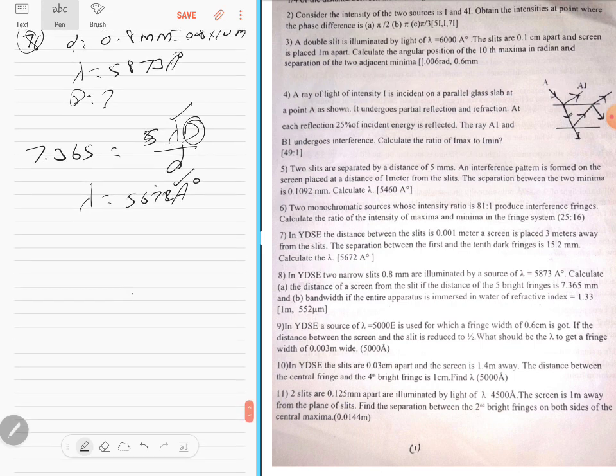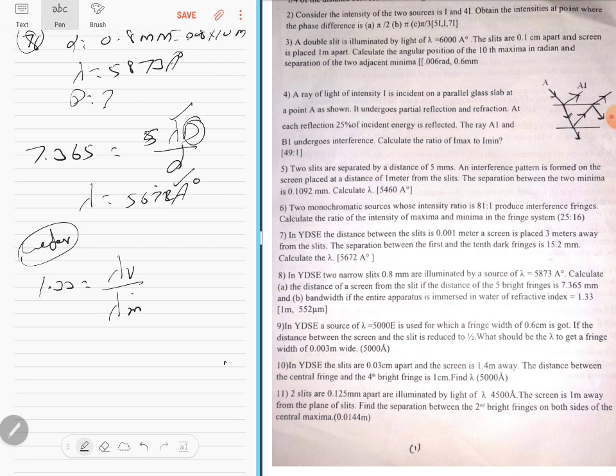Now you immerse the entire apparatus in water. The wavelength would vary in water, correct? So what is going to happen? You know the refractive index of water has been given, 1.33, and the refractive index is equal to wavelength in vacuum by wavelength in the medium. Wavelength in vacuum is something that's been given already. You just found it.